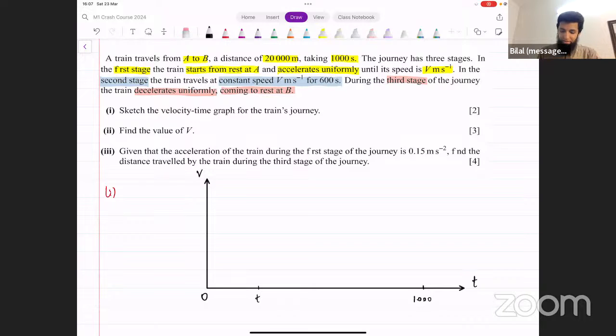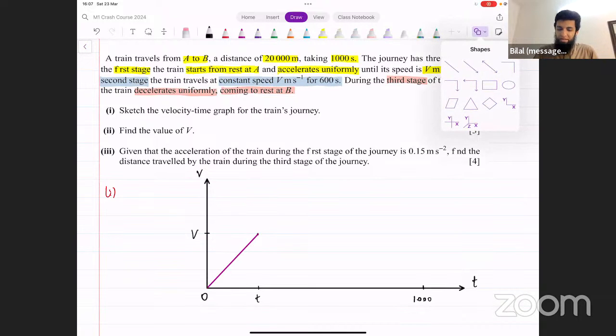It accelerates uniformly. That means constant acceleration, so the gradient of this graph is supposed to be constant. That means it's a straight line. So we can mark some point V here on the vertical axis. That's the speed that it reaches at this point T. What is the graph going to look like? It's a straight line from origin to this point. And that's the first part of the graph. Then the speed is constant for 600 seconds. So now we have a straight line after this for 600 seconds.